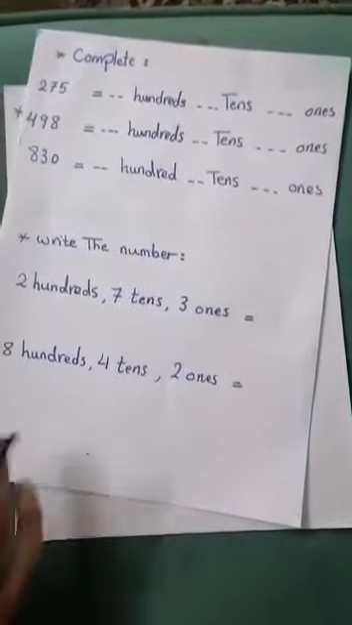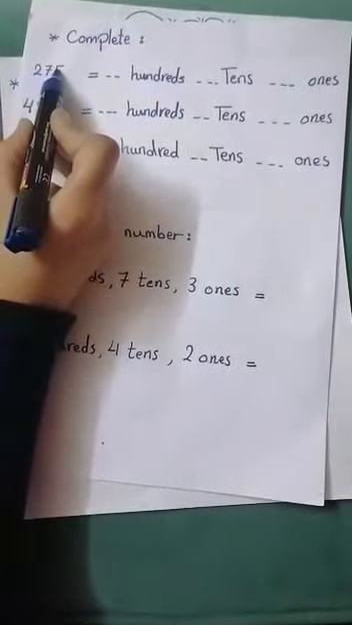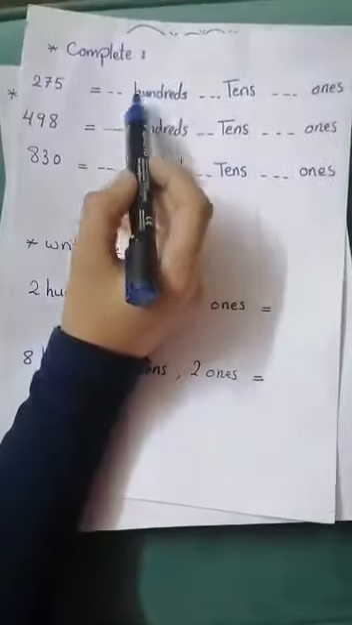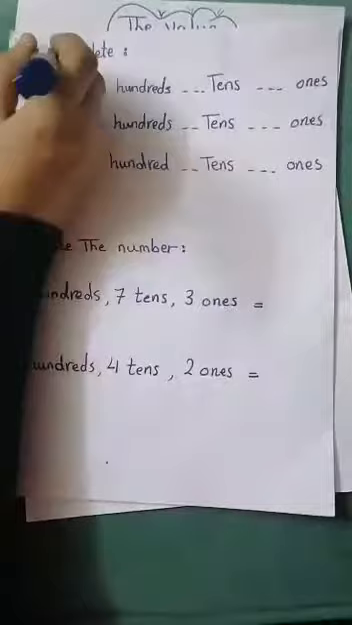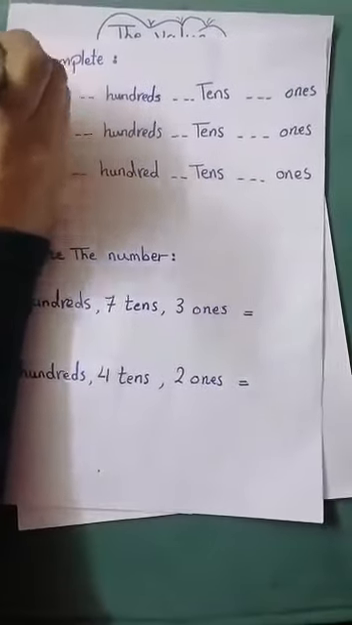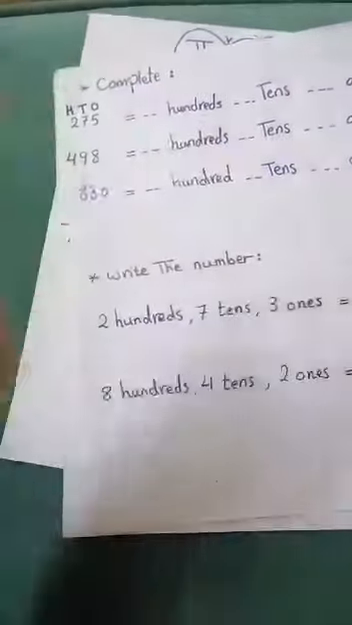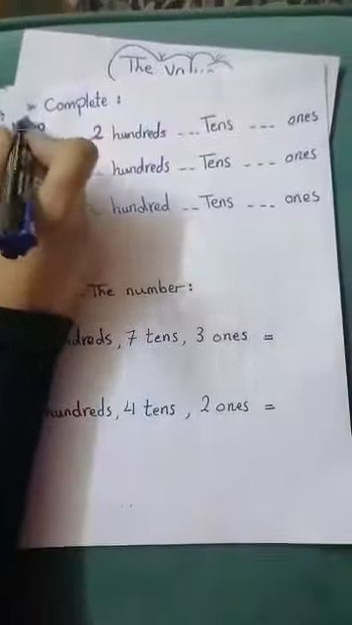Another example. Complete. 275. What's the hundreds here, and tens and ones? The first step, put the place of each digit: ones, tens, hundreds. So, 2 in the hundreds place, 7 in the tens place, and 5 in the ones place.